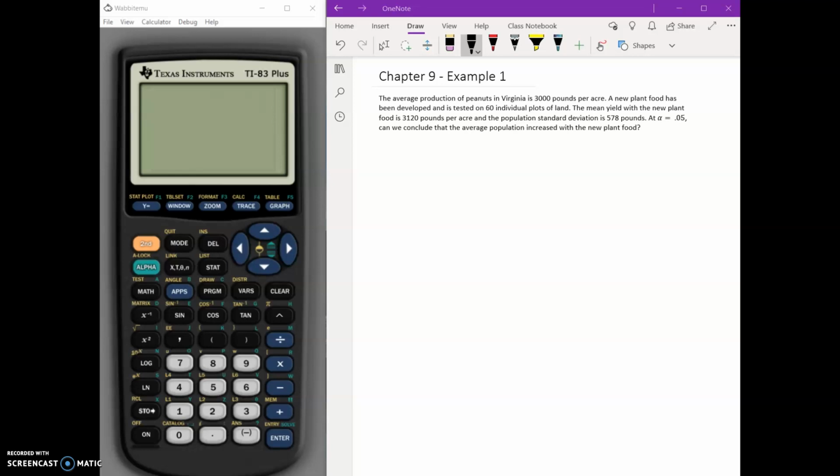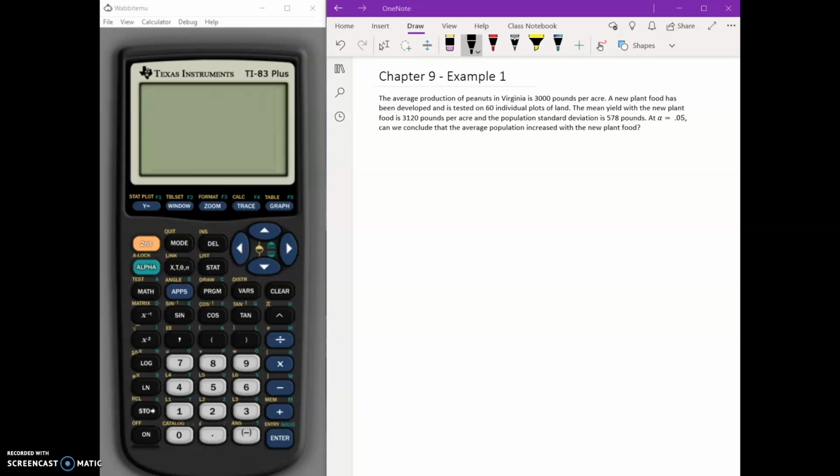Okay, let's take a look at our first example here of hypothesis testing. So this question is going to ask, the average production of peanuts in Virginia is 3,000 pounds per acre. A new plant food has been developed and is tested on 60 individual plots of land. The mean yield with the new plant food is 3,120 pounds per acre, and the population standard deviation is 578 pounds. At alpha equals 0.05, can we conclude that the average population increased with the new plant food?